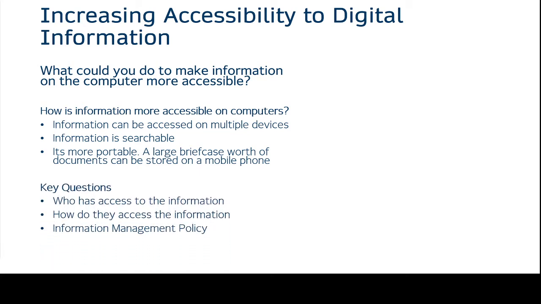So there's key questions to think about when we're discussing accessibility to digital information. And one of the first considerations would be who has access to information. So what people, is it externally? Can people who aren't employees access information, or is it restricted to employees? And if it is restricted to employees, is it restricted to certain teams or certain individuals, or can anyone in the organisation access it? And that's going to tie into what is the information and who actually needs to access it.